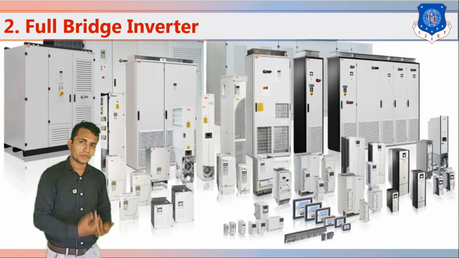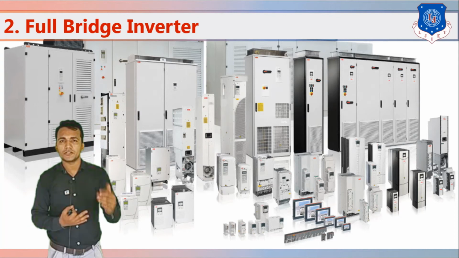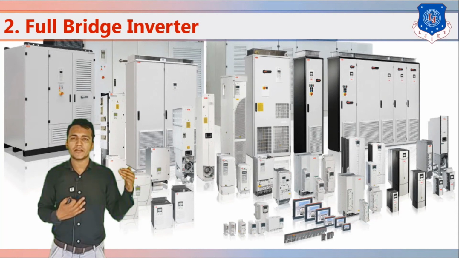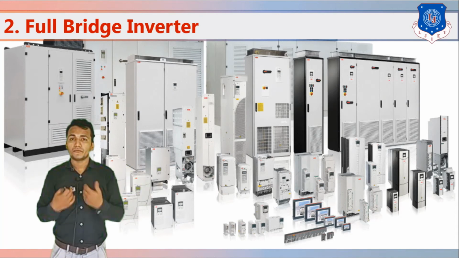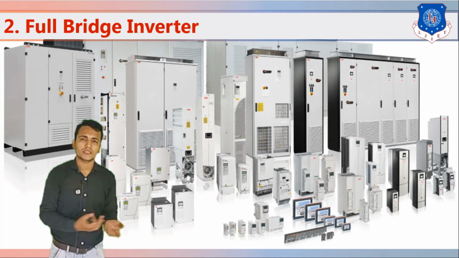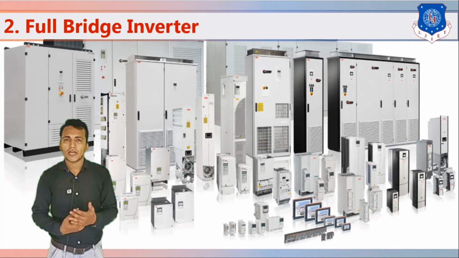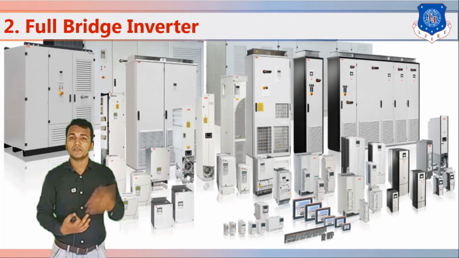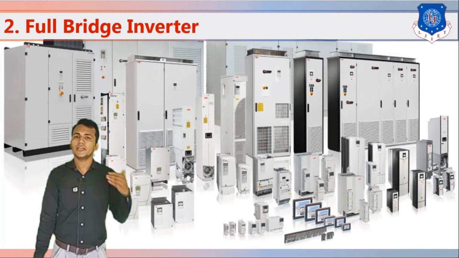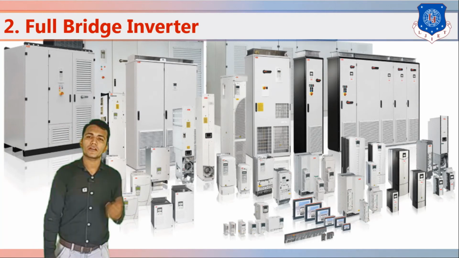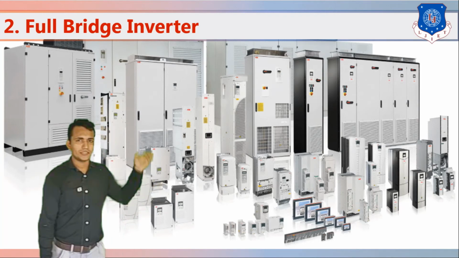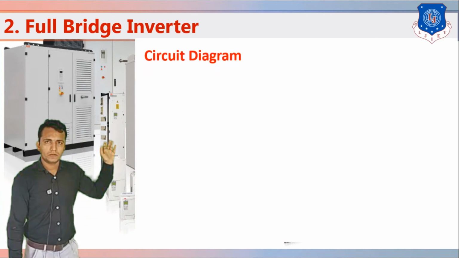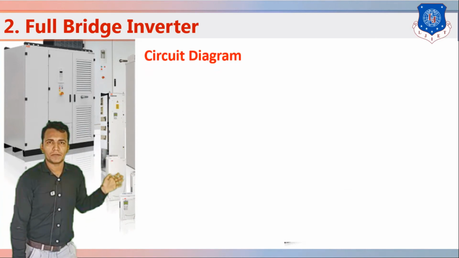In the half bridge we used only the thyristors T1 and T2 and the auxiliary thyristors T1A and T2A, but in the full bridge inverter we have to add four thyristors T1, T2, T3, T4, and four auxiliary thyristors T1A, T2A, T3A, and T4A. So let us see the circuit diagram. This is the circuit diagram for the full bridge inverter.